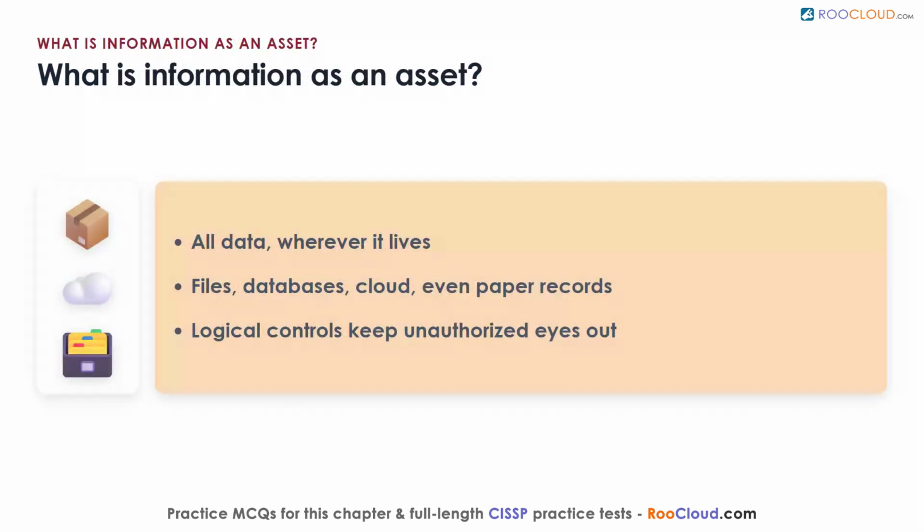What do we mean by information as an asset? Information is all of an organization's data, wherever it lives. That includes files on servers and laptops, records inside a database, data sitting in the cloud, and even paper in a filing cabinet. Logical controls are what keep unauthorized people away from it. Picture a law firm's case files. Whether they are digital or printed, the goal is the same. Only cleared staff get to read them.